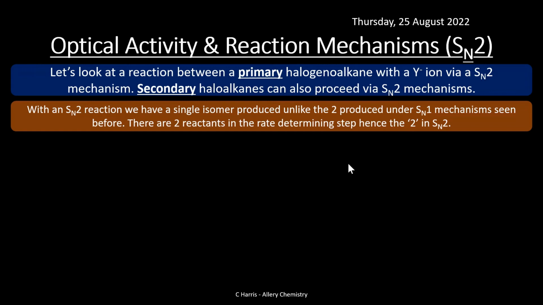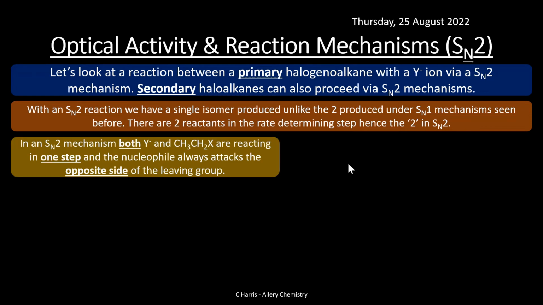So with an SN2 reaction, we have a single isomer produced, unlike the two produced under SN1 mechanisms seen before. Remember, you could either approach from the top or the bottom, and so you get two different isomers. In this case, there are two reactants in the rate determining step, and this is why we use the number 2 in SN2.